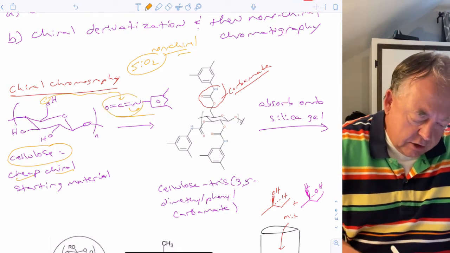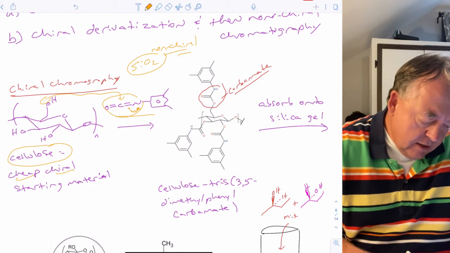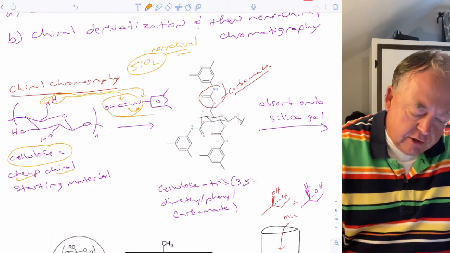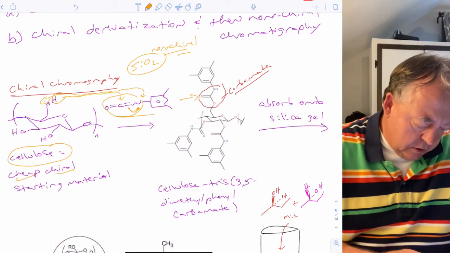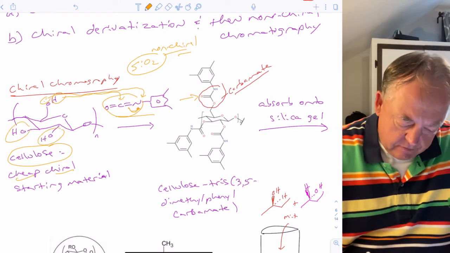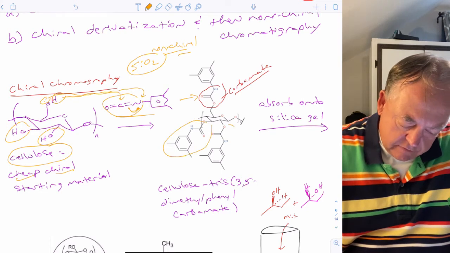So you make a bond from oxygen to carbon, break this bond. This oxygen basically ends up on that nitrogen, and you make what's called a carbamate. And then of course you would do that at each of these OHs. So you put a carbamate at each of these.